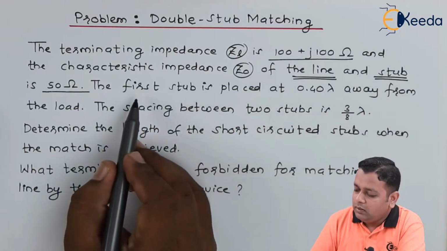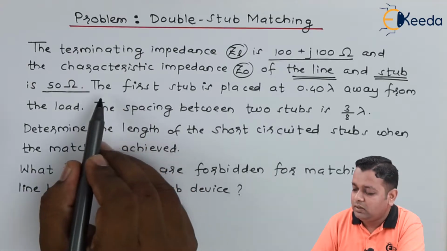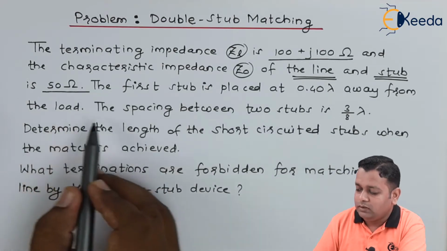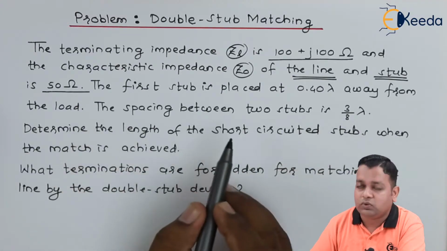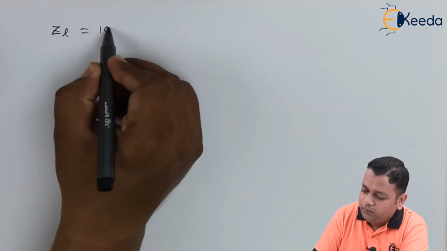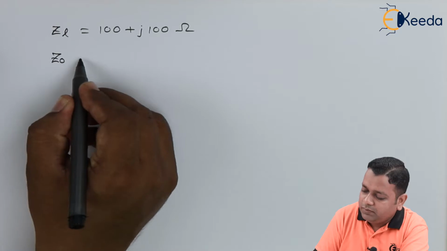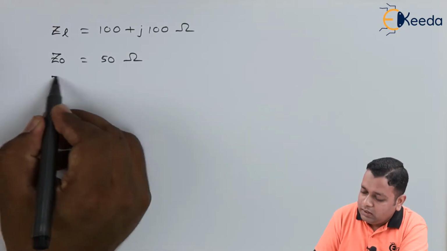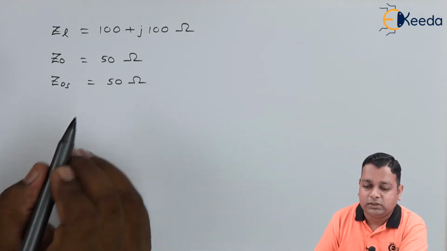First of all, we shall note down the given details, and we continue with the sentence here. The first stub is placed at 0.40 times lambda away from the load. The spacing between the two stubs is 3/8 lambda. These are the other two given values we note here. So the load impedance ZL is equal to 100 plus j times 100 ohm, whereas Z suffix 0 is equal to 50 ohm, the characteristic impedance of the transmission line. Z suffix 0S is also equal to 50 ohms, the characteristic impedance of the stub.